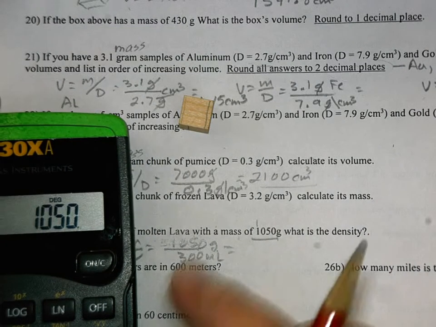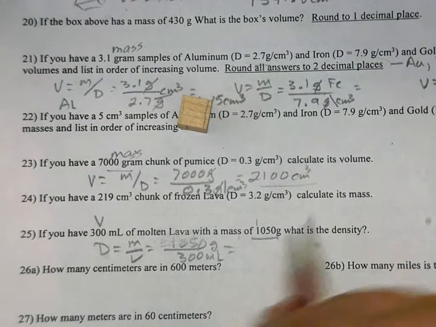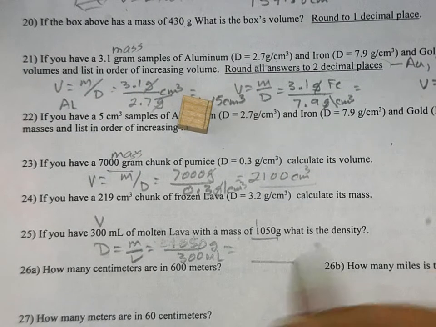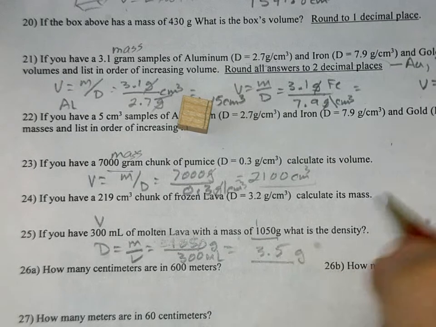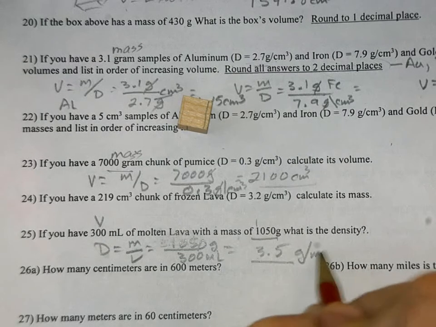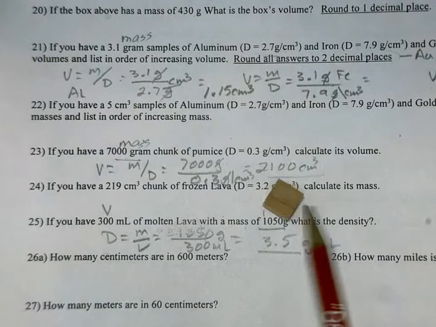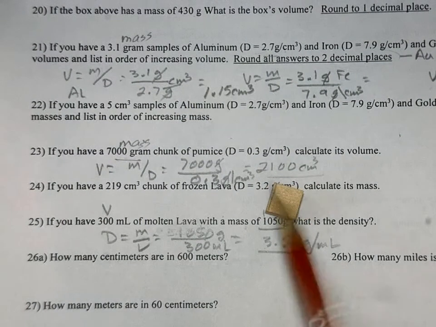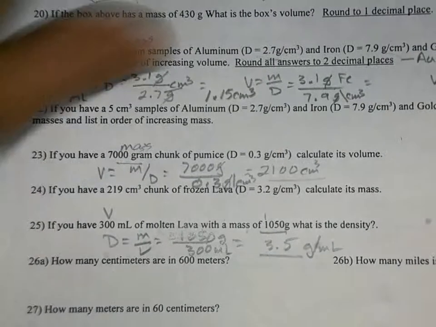1050 divided by 300 equals, yeah, it was bigger than 1. I'm going to let you put the actual answer in there. I got 3.5 grams per milliliter. So that means if I cut this much of the lava and let it dry so it didn't burn me, it would weigh 3.5 grams for every cubic milliliter.